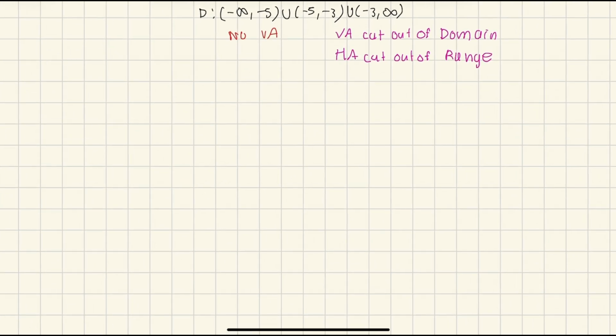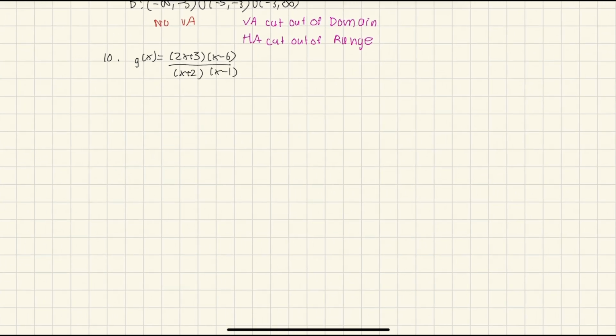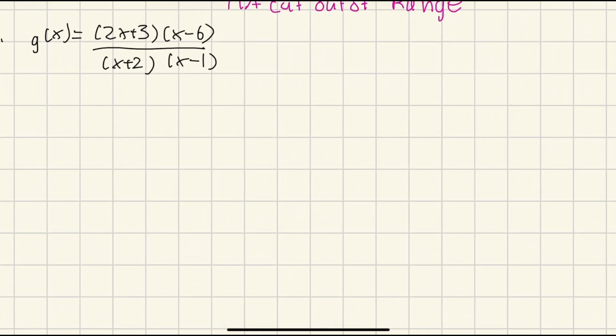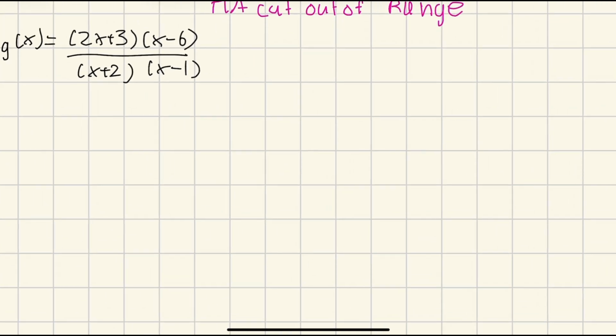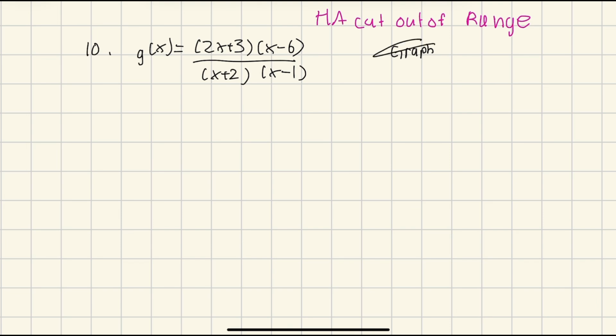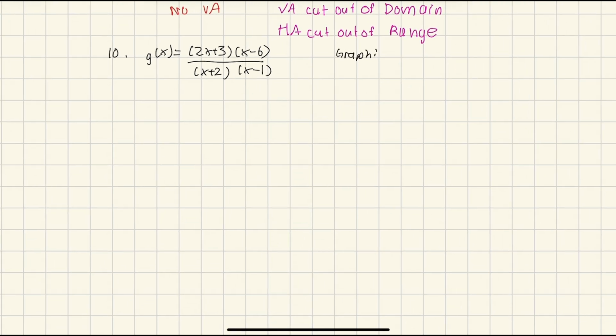So okay, now let's do another one. Let's do this. G of x is equal to 2x plus 3, x minus 6 divided by x plus 2, x minus 1. So we are going to find the asymptotes and the intercepts, and then we're also going to graph, and we're also going to state the domain. So let's do this. The domain, we'll do that afterwards.